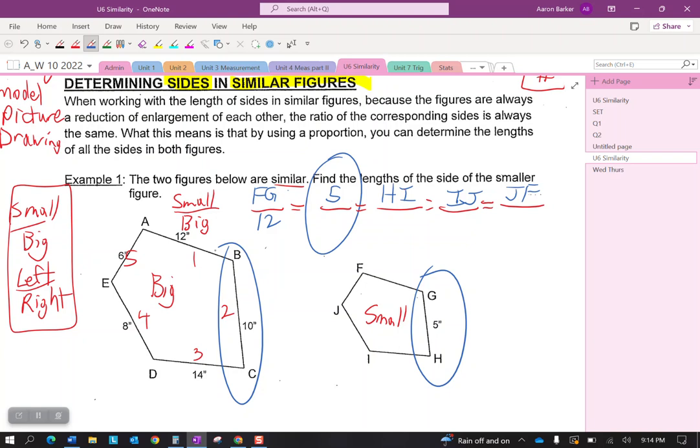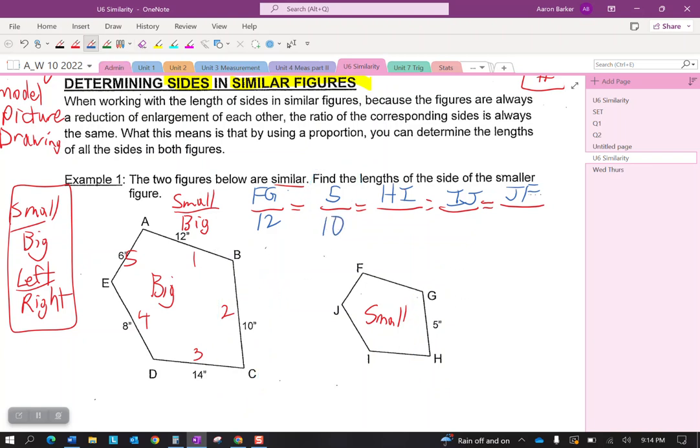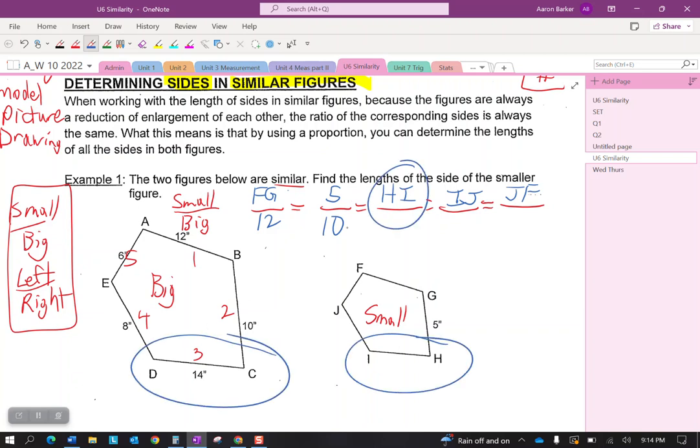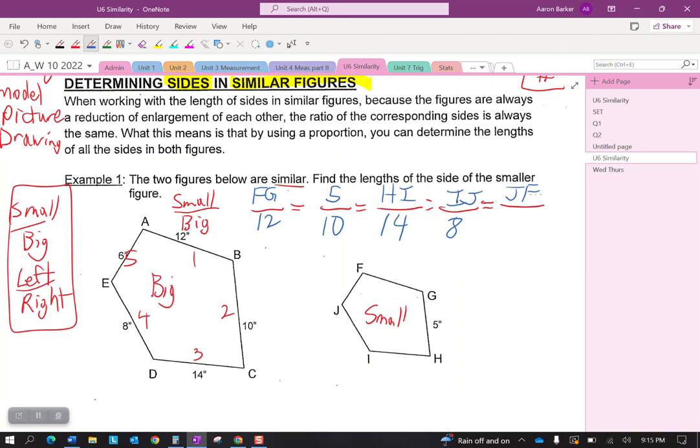So which side corresponds to 5? 5 is here, so that would be 10. So 10 goes underneath 5. Which side corresponds to HI? Down at the bottom, you're right, it's 14. And which side corresponds to IJ, which is over here on the left bottom? That's correct, it's 8, side ED. And which one's the last one that corresponds? We have JF, that would correspond with 6. Okay, so we have all the fractions set up.